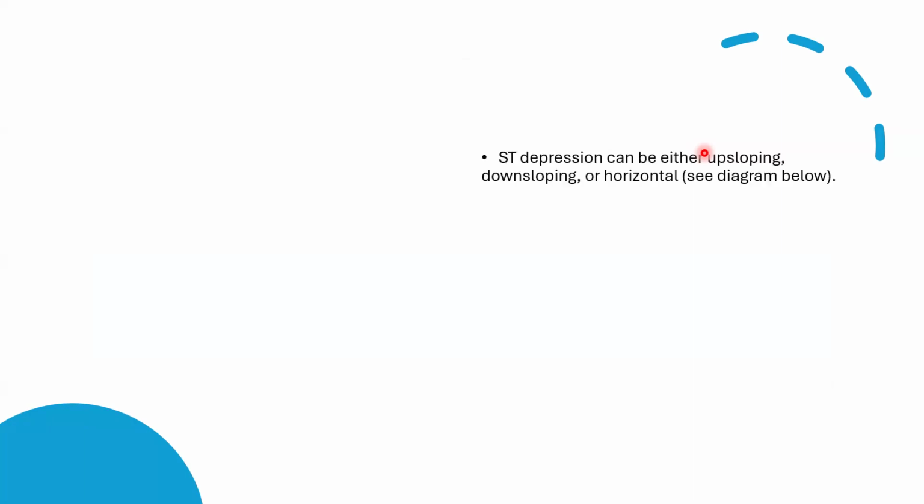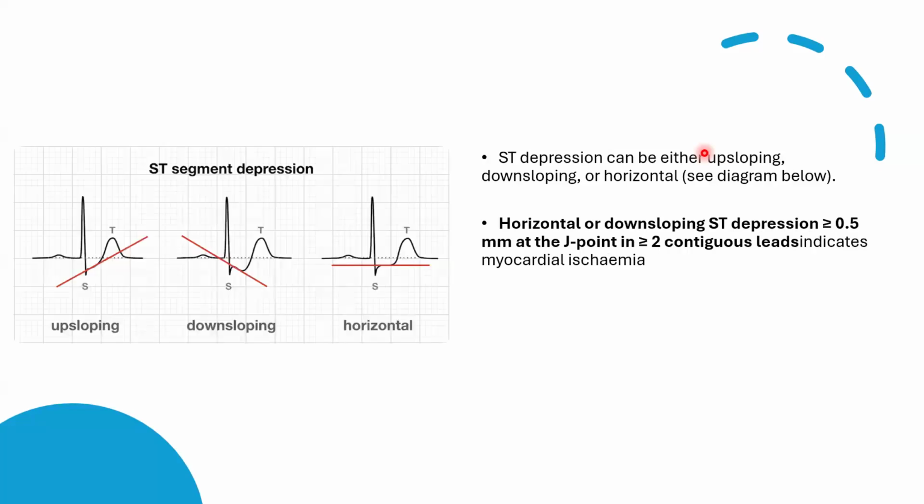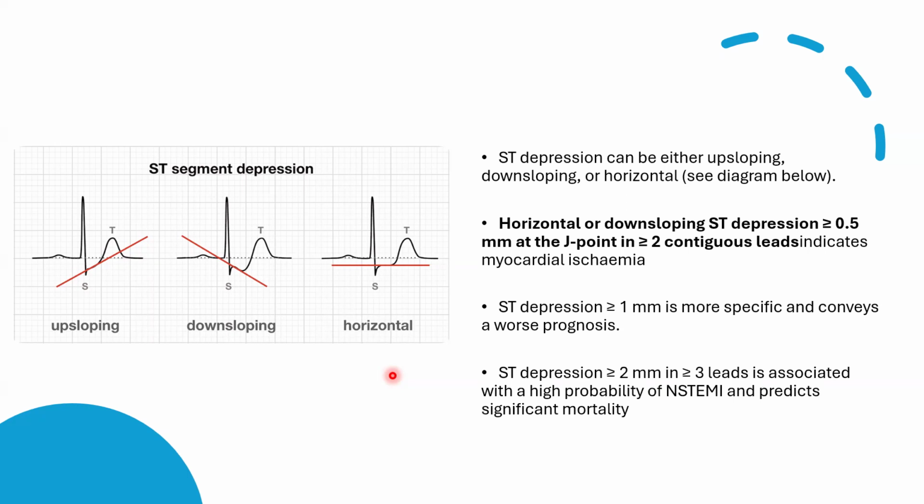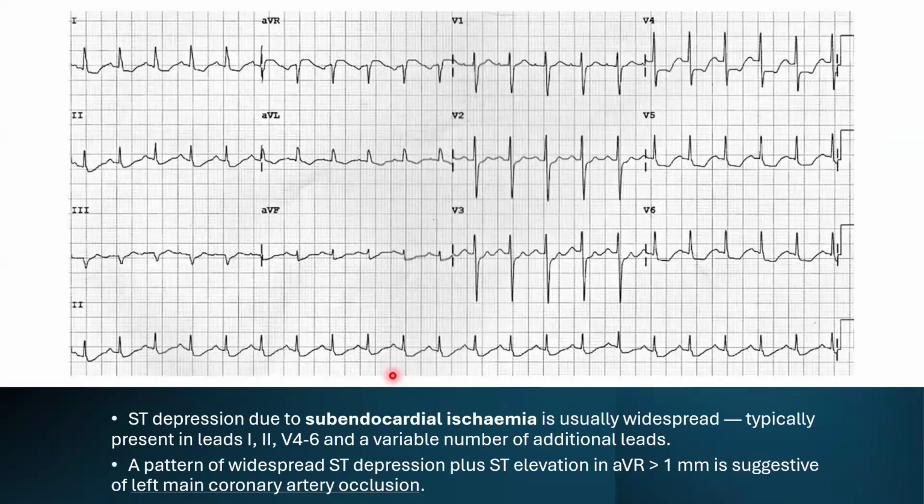For the ST segment, there has to be ST segment depression in the EKG. It could be upsloping, downsloping, or horizontal. As we said in the STEMI, the elevation has to be more than 1 millimeter, okay? But in the ST depression, it could be as little as 0.5 millimeter at the J point, and that is a significant ST depression. Of course, the more extensive the depression, the worse the prognosis. They found that when there's an ST depression of more than 2 millimeters in more than 3 leads, this is associated with a high probability of mortality.